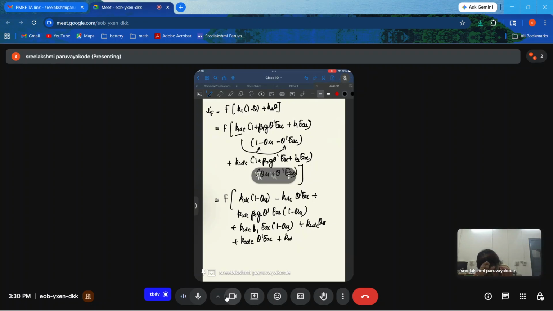Plus K2 DC G EAC theta SS plus K2 DC B2 EAC theta SS. So this is the expression for IF you're getting. Now you have to remove the unwanted terms and then rearrange it so as to get the IF equation.